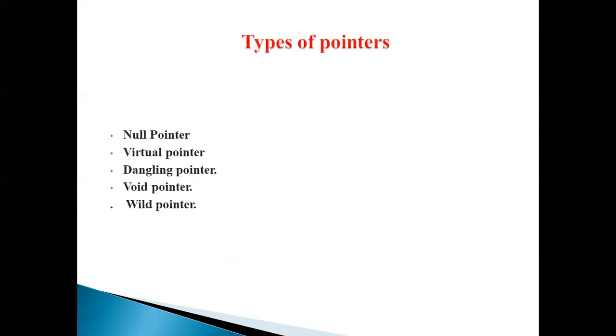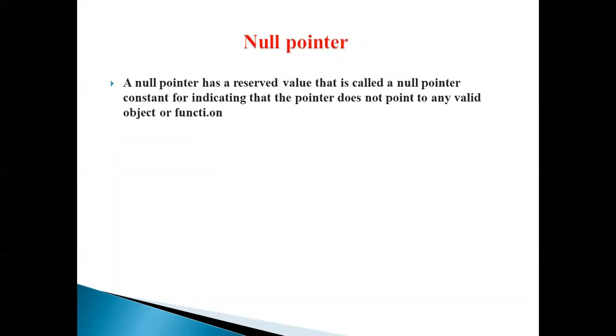Types of pointers. There are different types of pointers: null pointer, virtual pointer, dangling pointer, void pointer, wild pointer. Null pointer. A null pointer has a reserved value that is called null pointer. That pointer does not point to any valid object or function or data. The pointer points to null. Null means empty, void, right? So the pointer that doesn't point to any valid object or function or data is called a null pointer.